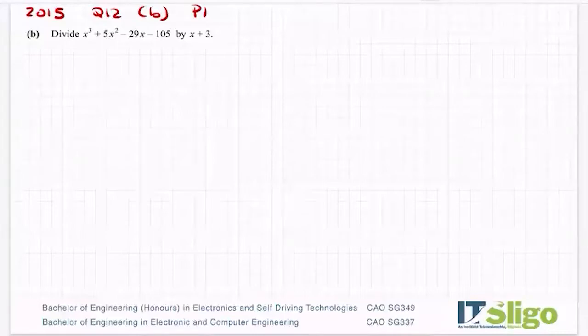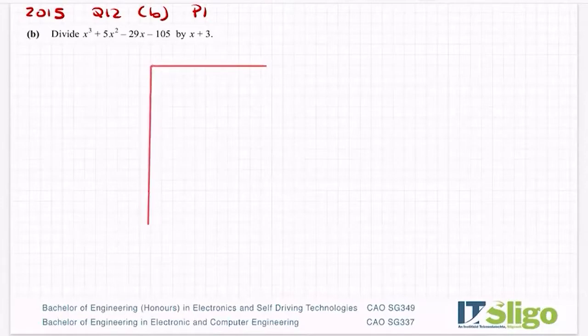Right, let's have a look at the 2015 question. It was long division 1. Divide x cubed plus 5x squared minus 29x minus 105 by x plus 3. Okay, so let me show you this and let's see if we can figure out where all of the pieces go.